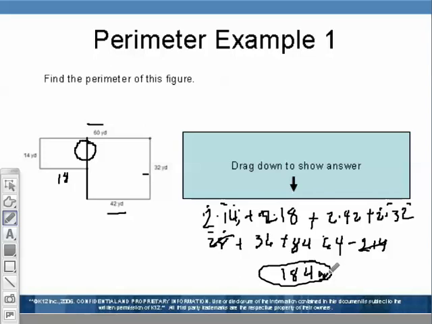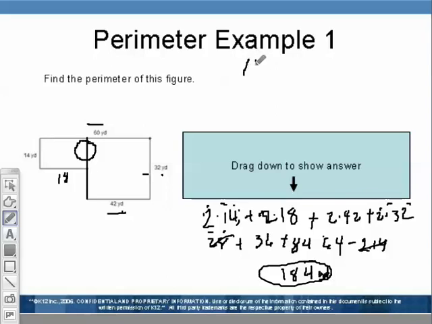And that's yards. I want you to notice, perimeter is always a measure, so it's always going to be the same unit of measure as what you're dealing with on your object here. So it'd be 184 yards. Okay? If you want to check this, add them up all the way around.